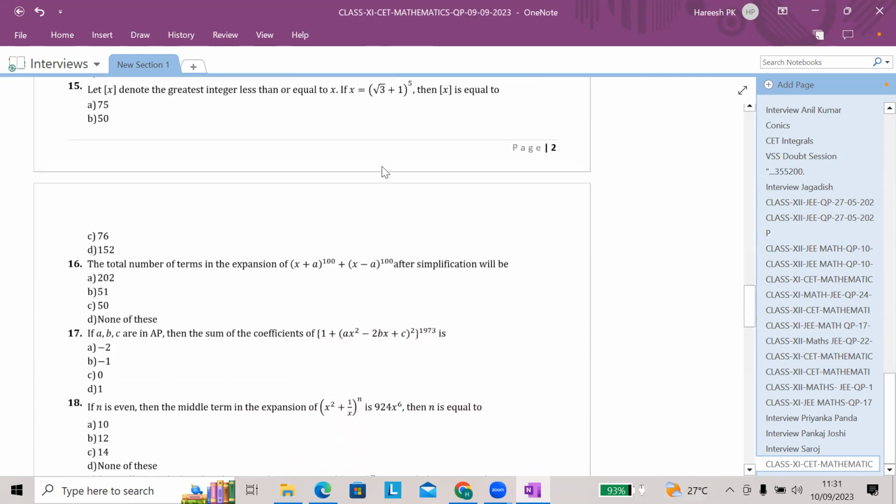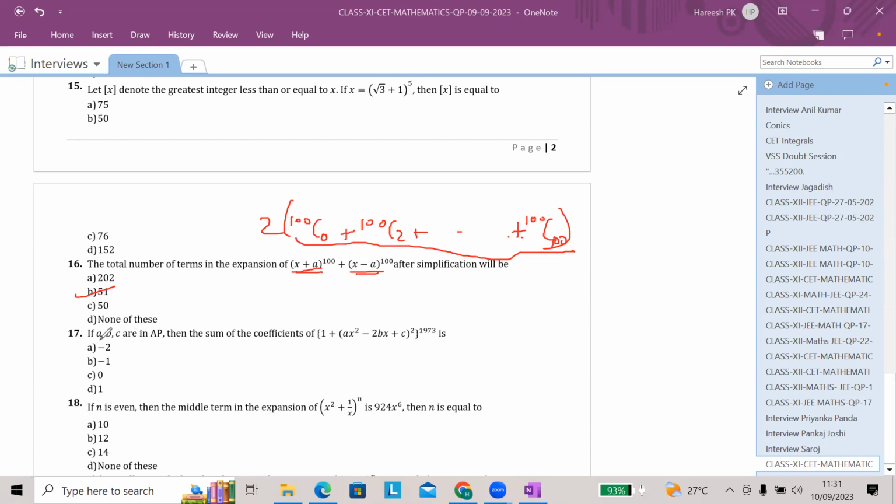16th one. Number of terms in the expansion. So just like the previous question, 100C0. In the previous one, because we subtracted, 100C0 and all got cancelled, but here now 100C0, 100C2, all these terms will remain. And when you add, it will be 2 times of this. So from 100C0 up to 100C100, we have 51 terms in total. So that is the answer.